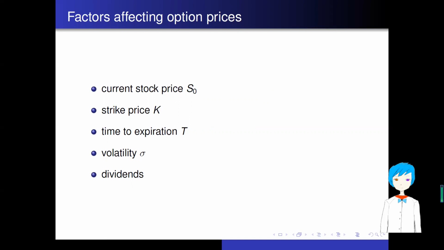Also, the volatility of the stock price. Usually, if the volatility of the stock price is large, which means that the price of the stock fluctuates much, then the price of the option will be higher. Finally, the final factor will be the dividends that the stock pays.